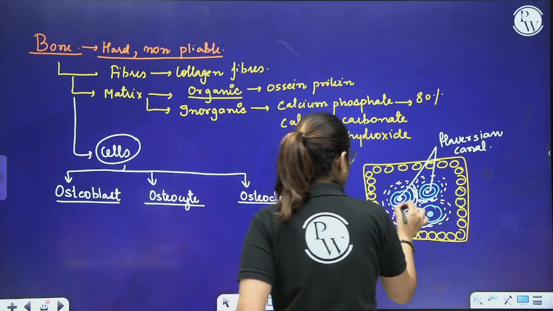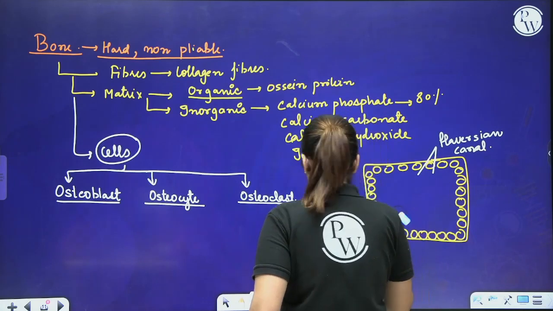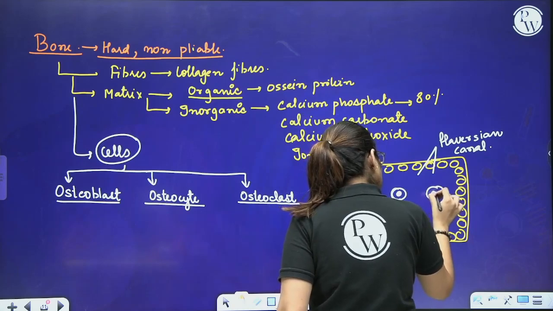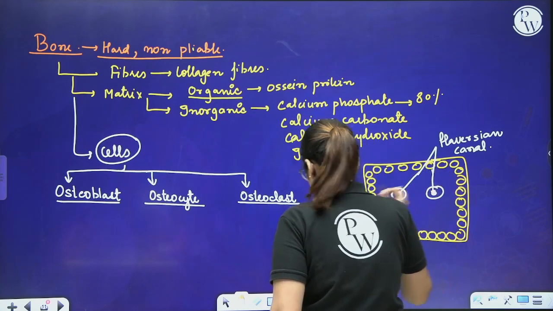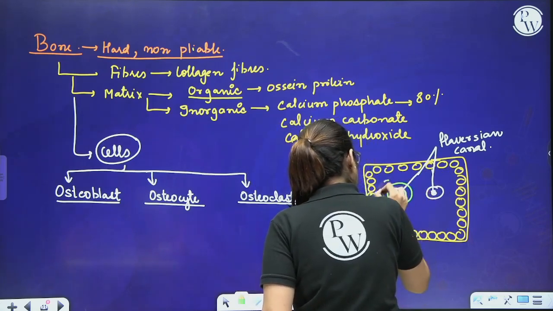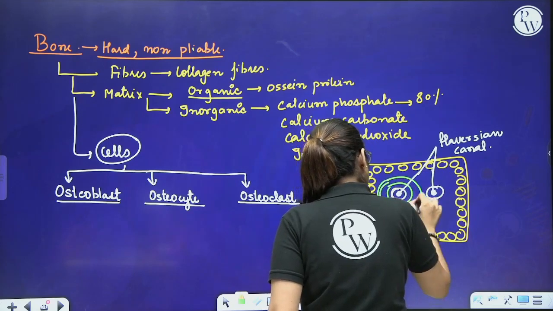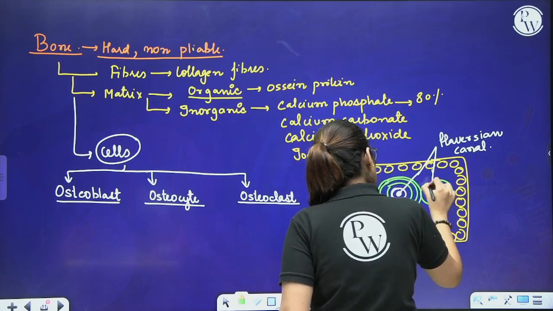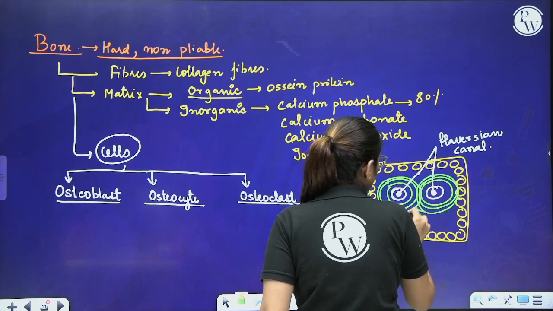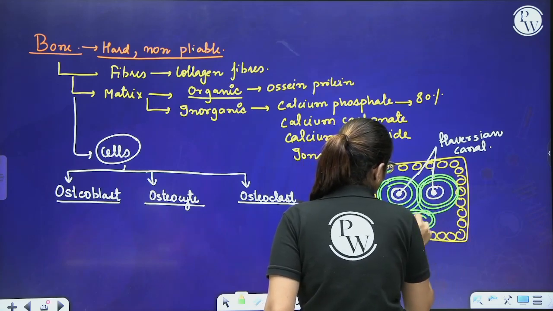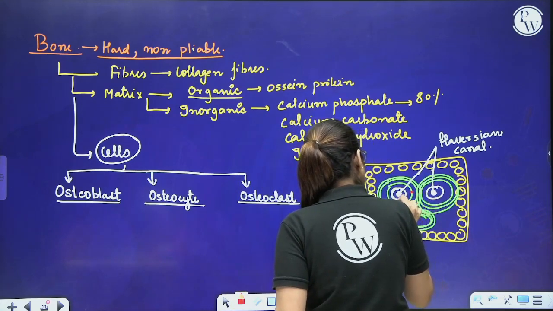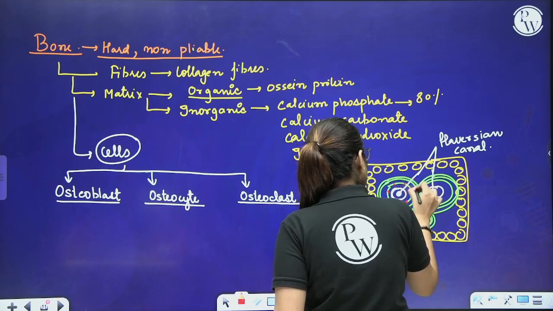Let's make this diagram. Just one second. I'll show you. So, this is how the Haversian canals are present. So, this we label as Haversian canal. So, like this, we are having a structure like this. Fibers, they are arranged. And osteocytes are present like this. Osteocytes. This.